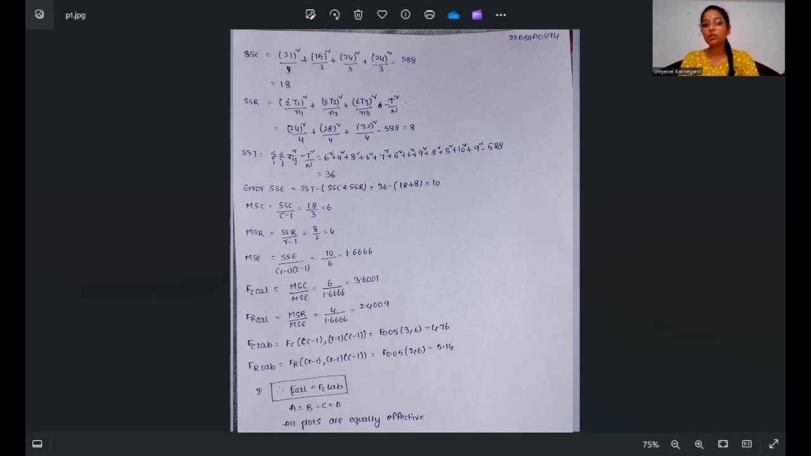Coming to the sum of squares of error, the formula is sum of squares of total minus the sum of squares of column plus sum of squares of rows. That is, sum of squares of total is 36, minus 18 plus 8, that is 10.